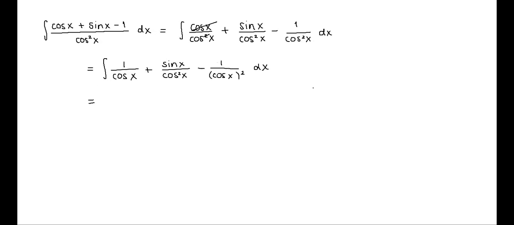So 1 over cosine of x, what function is that? On the chat or with your voices. 1 over cosine of x is? Secant of x. It's secant of x, yes. Secant of x. And then I have sine of x over cosine squared of x.